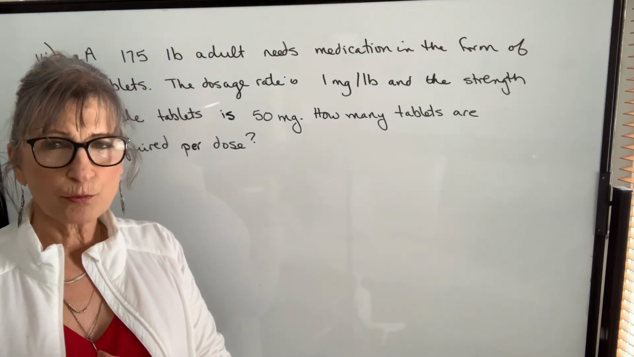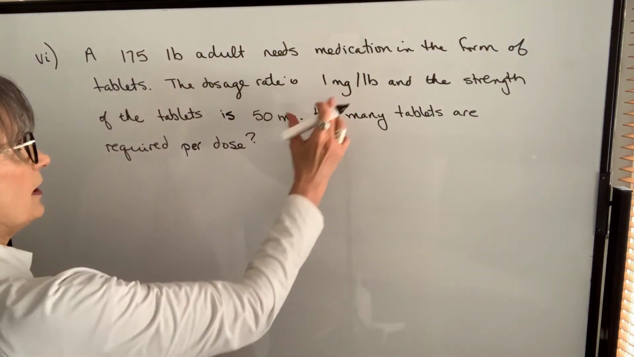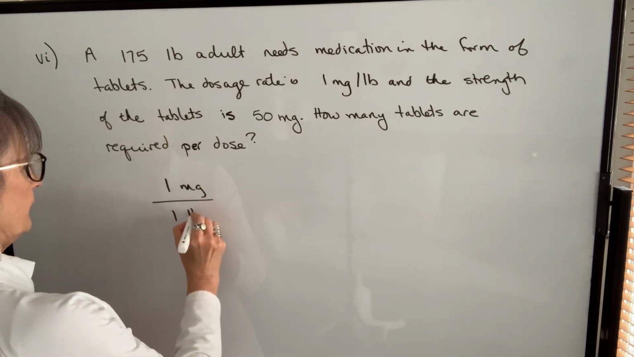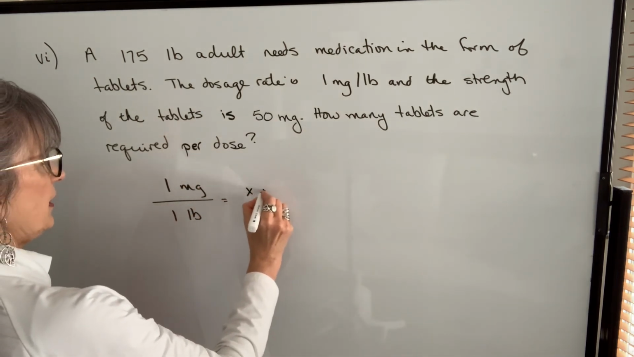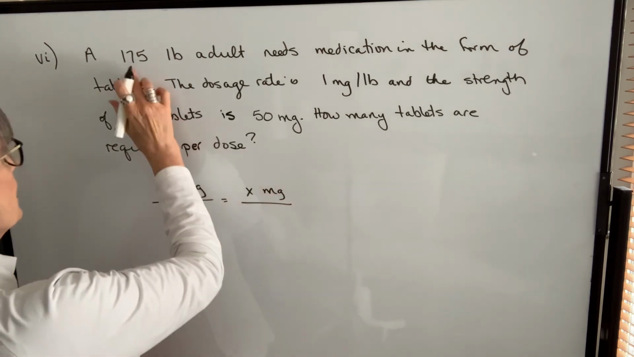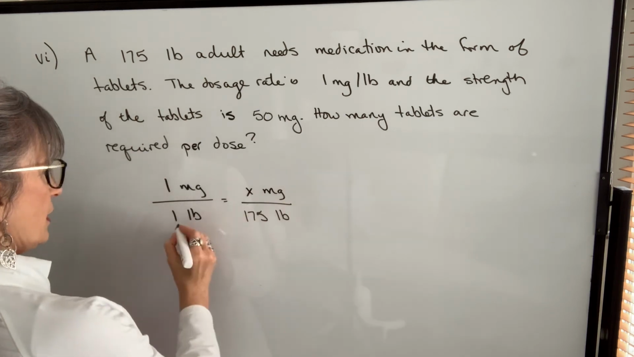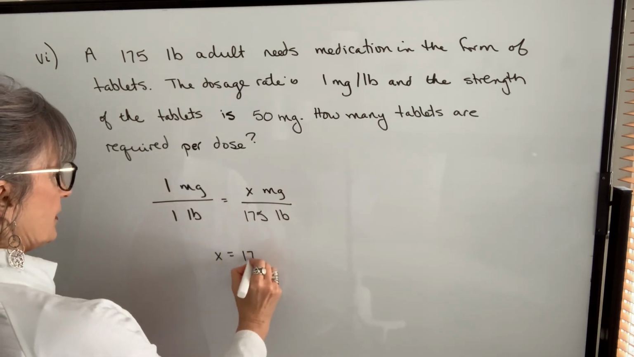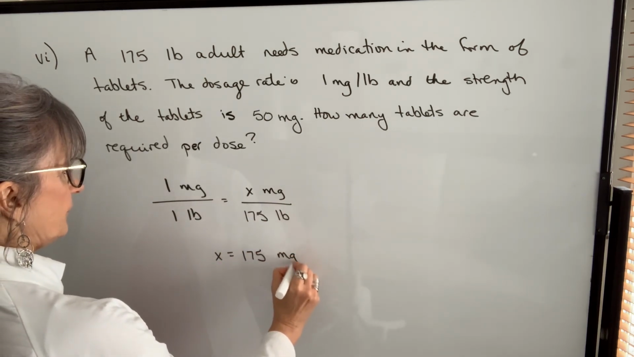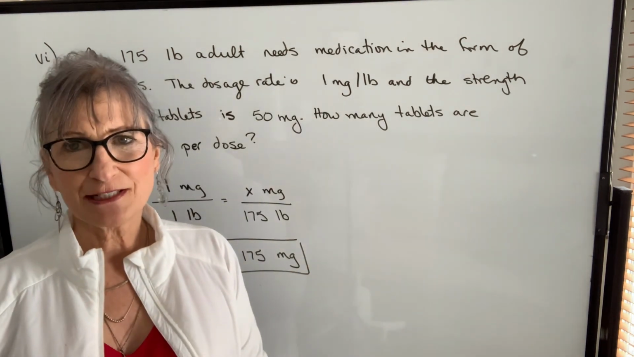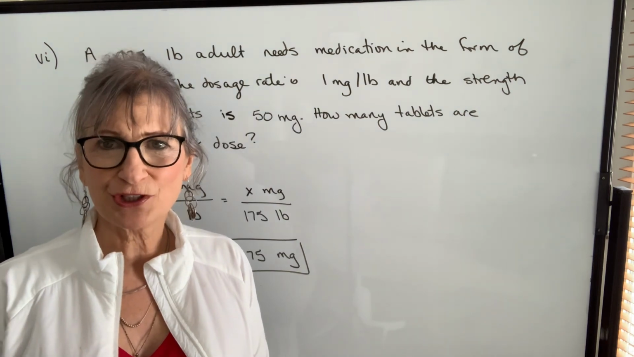So what we're going to start with is the dosage rate. So it's 1 milligram per 1 pound. We want to know how many milligrams for 175 pounds. We cross multiply and we're going to get 175 milligrams. Now we need to find out how many tablets. I'm going to use proportion again.